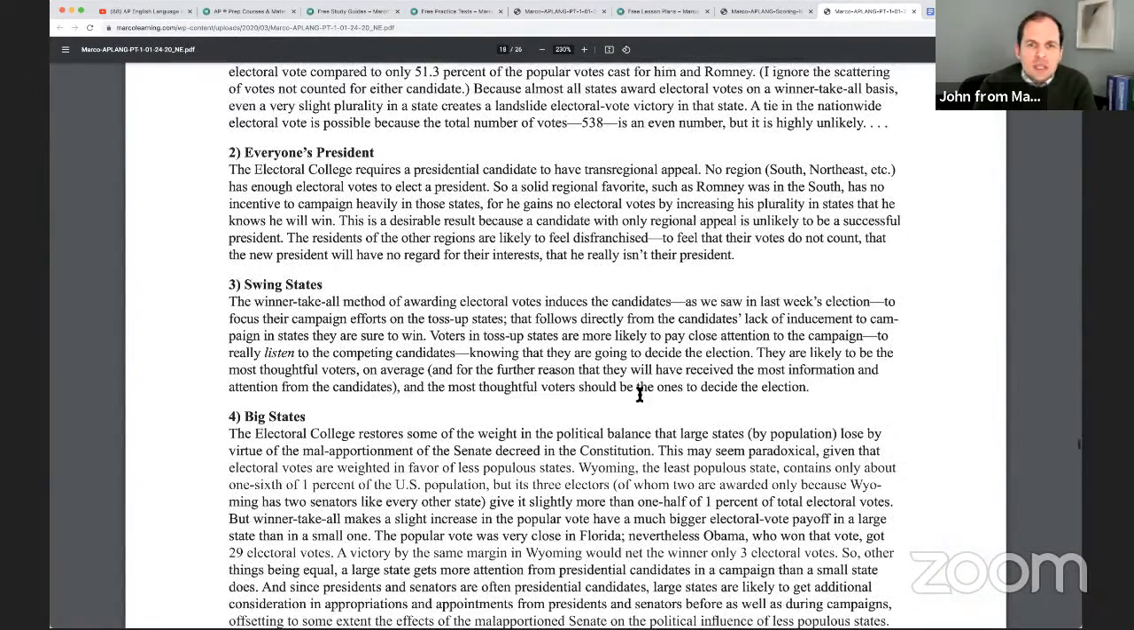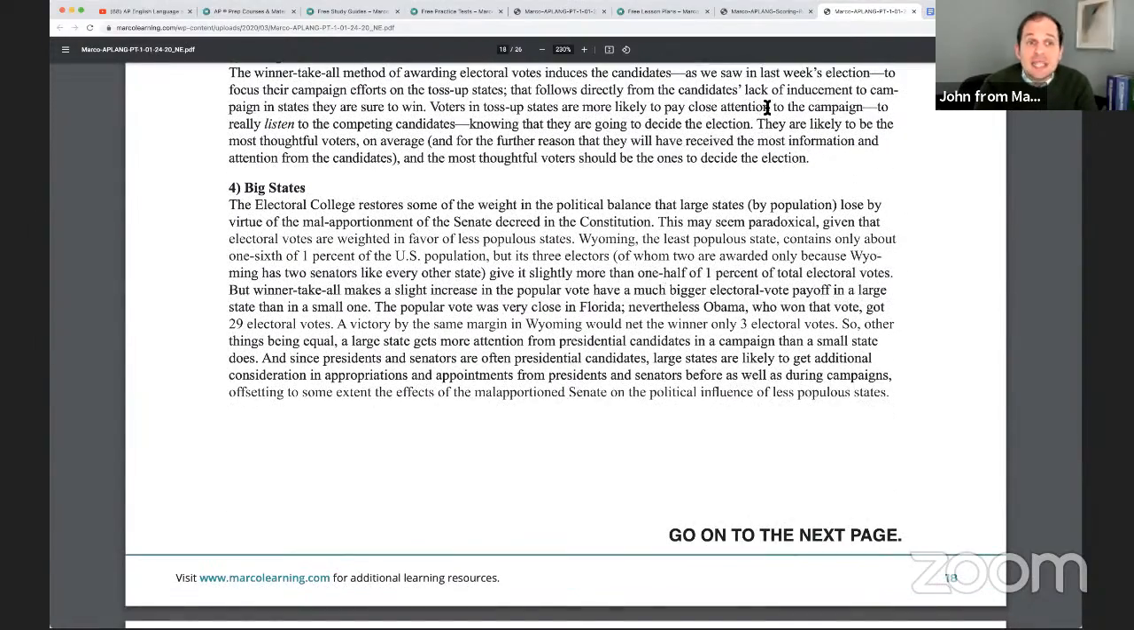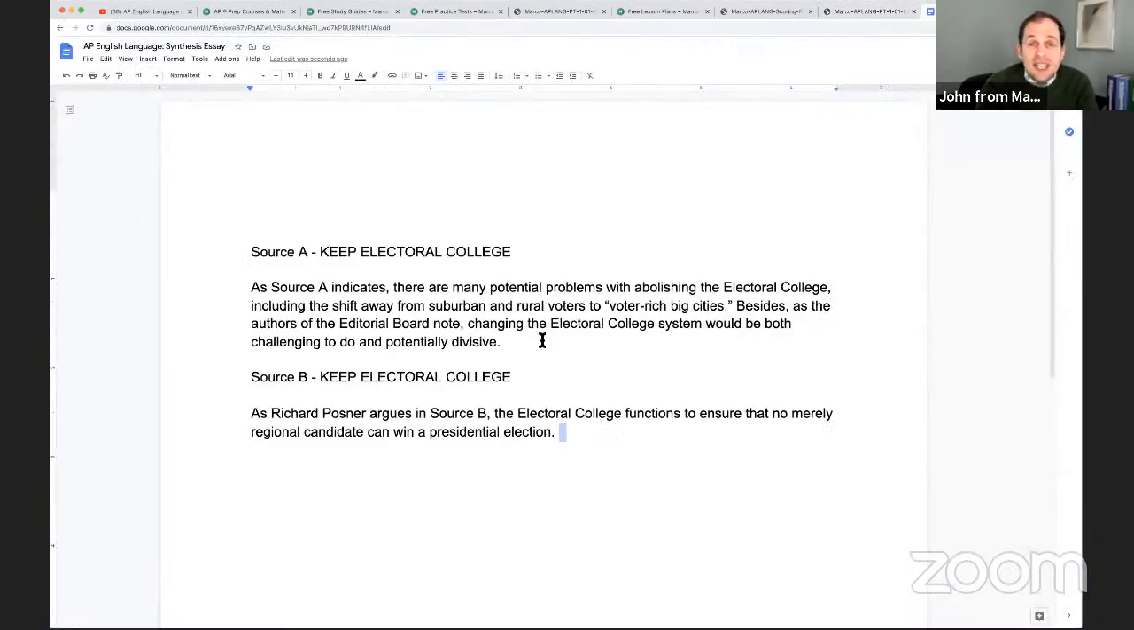Swing states, okay, big states, yes. In fact, I could even connect it here. Voter-rich big cities. I could even build in part of what Posner says here and connect it to the previous one. So according to source B, the Electoral College.